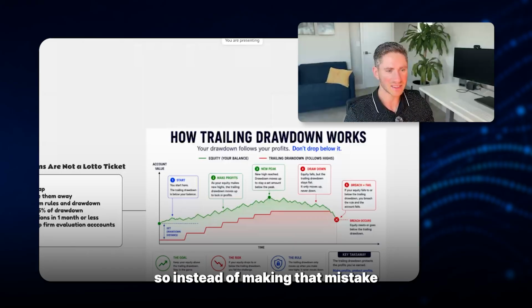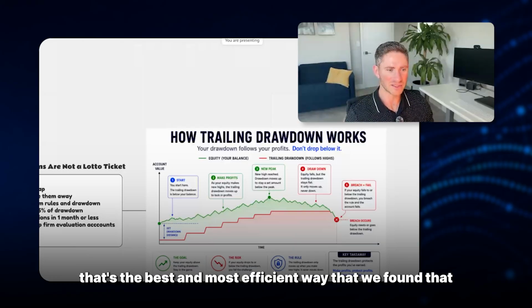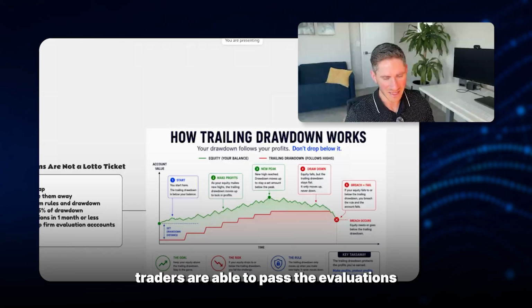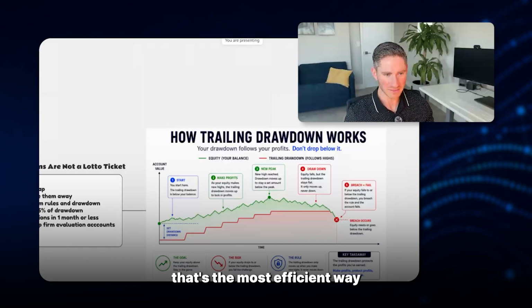So instead of making that mistake, understand those prop firm rules and try to pass evaluation challenges within 1 month. That's the best and most efficient way that we found that traders are able to pass the evaluations and build their business and reach towards a prop firm payout. Okay, that's the most efficient way.